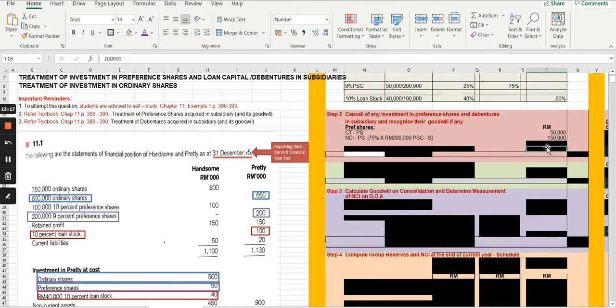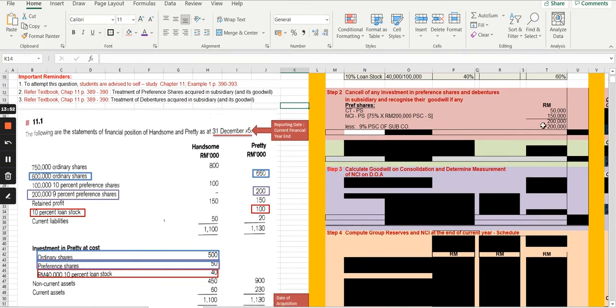The next stage is for you to total this up to get the so-called amount, which we'll have to compare later with the remaining preference shares. Let me just reveal this for you. It is 200,000. Next, you look at how much the preference shares in the subsidiary are. If you see here, the preference shares in the subsidiary were 200,000.